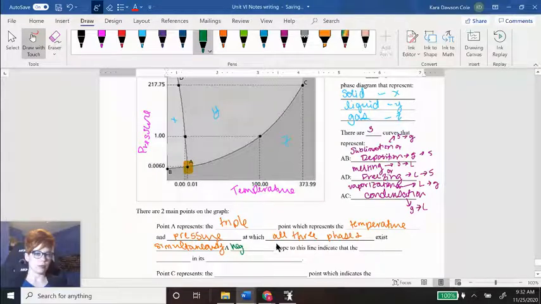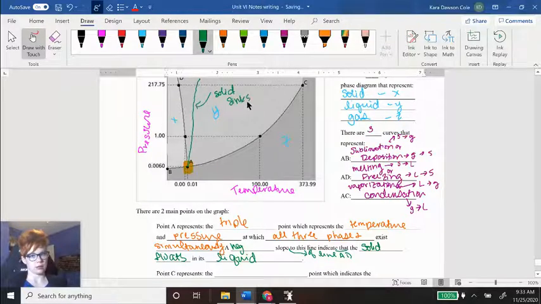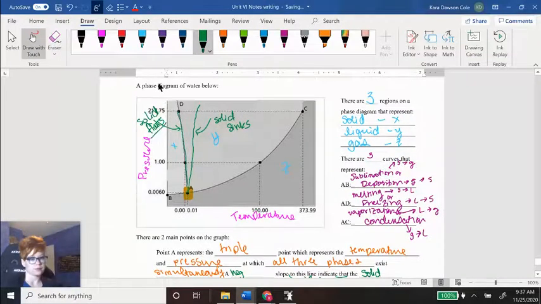A negative slope of line AD, so again, this is the freezing, melting line, indicates that the solid floats in its liquid. So a positive slope would indicate that you have your solid sinking in your liquid. So if you have this, solid sinks, and in this case, solid floats. So solid floats, solid sinks.